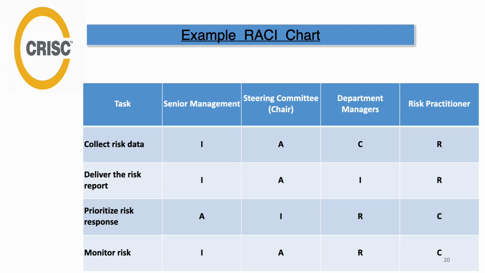In this, for the task of collecting the risk data, senior management is required to be informed. The steering committee chair is accountable. Department managers are consulted, and the risk practitioners are responsible. Similarly, next, for delivering the risk report, senior management is informed, the steering committee is accountable, department managers are also informed, and risk practitioners are responsible.